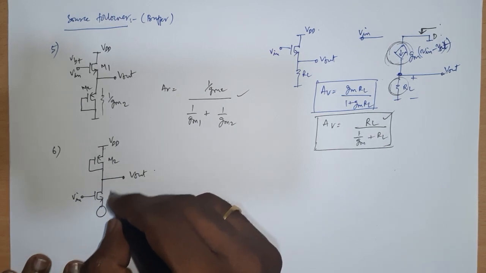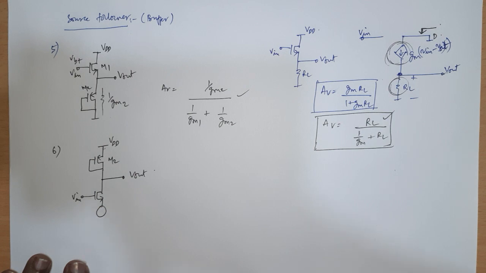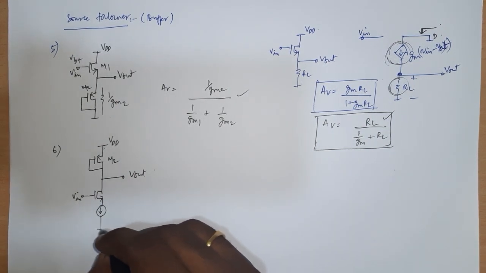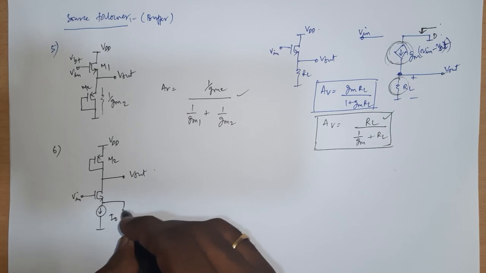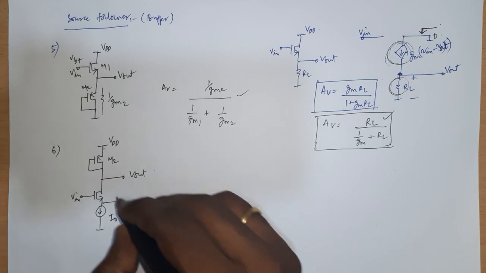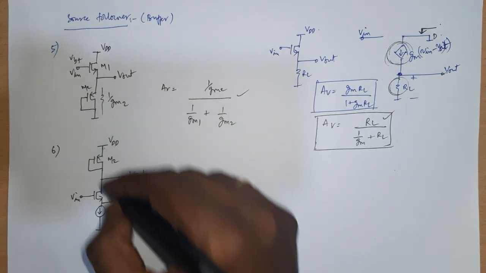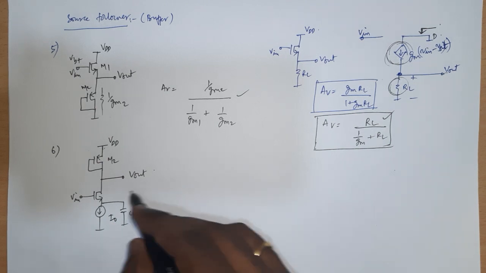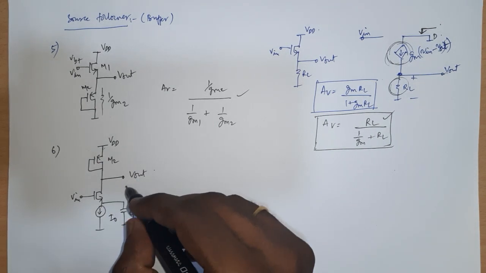Remember, this is not a source follower. Let me say this is my bias picture, some C1 which is an infinite capacitor and all these things. Okay, so this is not a source follower. This is some other question, I am relating it to something else.